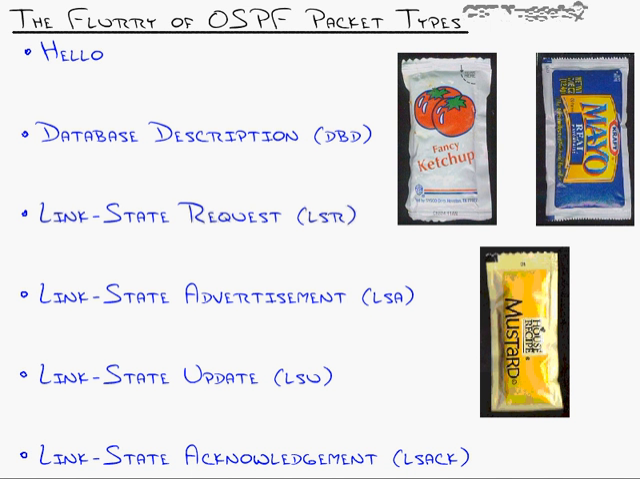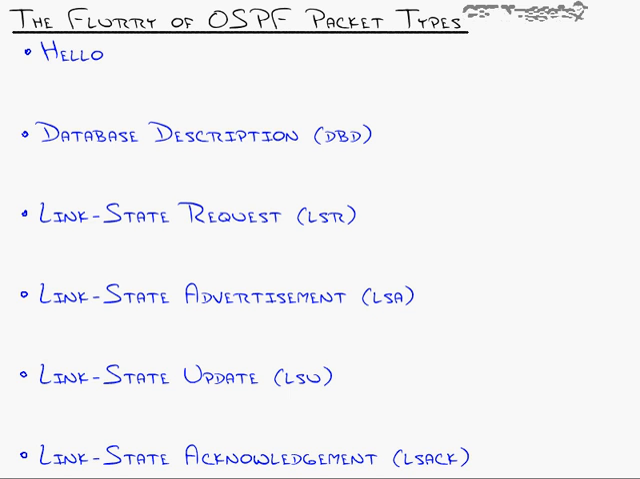The last concept I want to discuss before we move into the configuration is the flurry of OSPF packet types. Get it? Packets. So anyway, the OSPF process has many different packets that are sent to each other. Now, many of these we've already talked about. We talked about it in the initial concepts video of OSPF. For example, the hello packet, we've already discussed that. It forms the neighbor relationships.